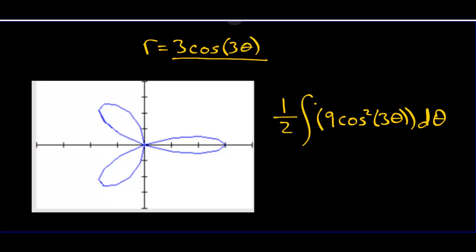We want to know, well, where is the radius 0? Right here. So it starts off here, it gets shorter, shorter, shorter, shorter, and then it's 0. So that's going to give us some idea about what our bounds of integration are. So let's do this. Let's take 3 cosine 3 theta equals 0.